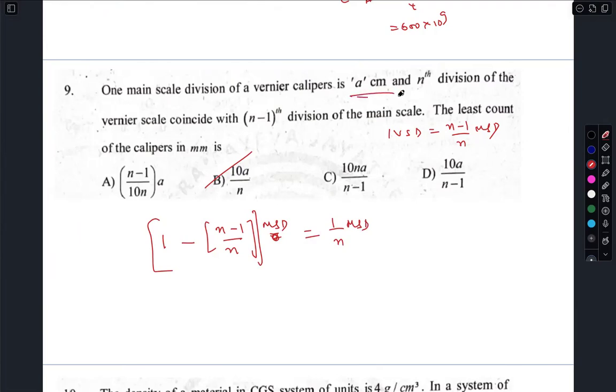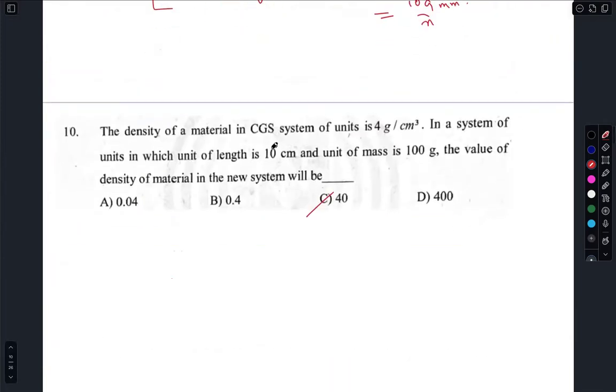One main scale division, you said, is A centimeters. Students do one mistake: A by n centimeters or 10A by n millimeters. So if there is A by n, he is out. Fortunately, I have B. Right. Next question.